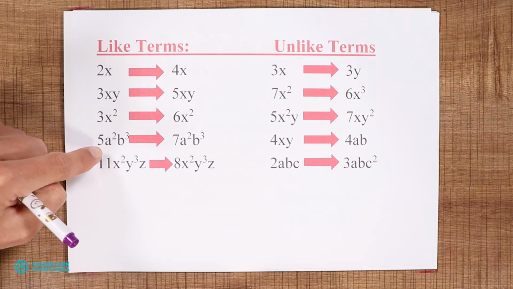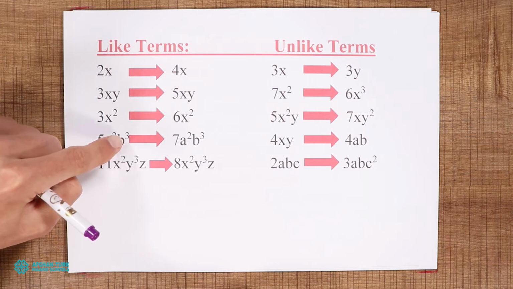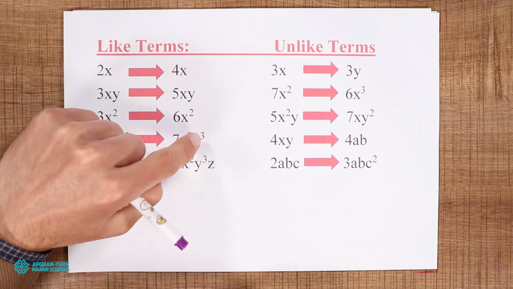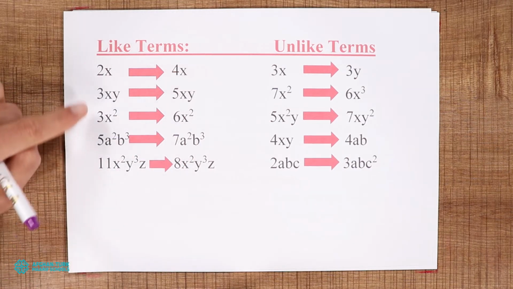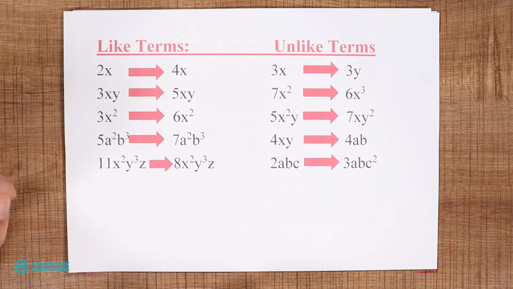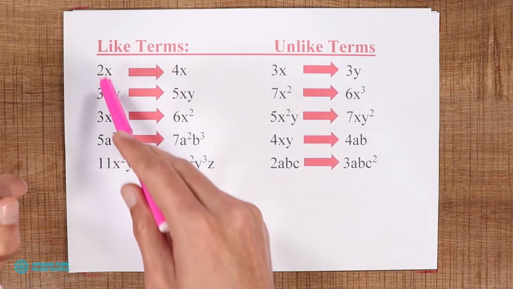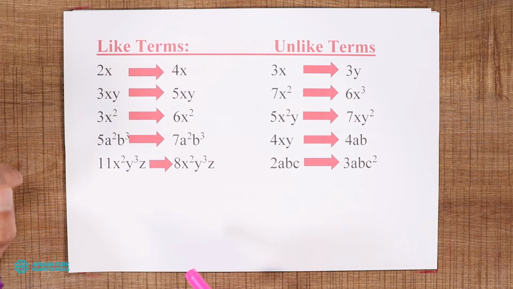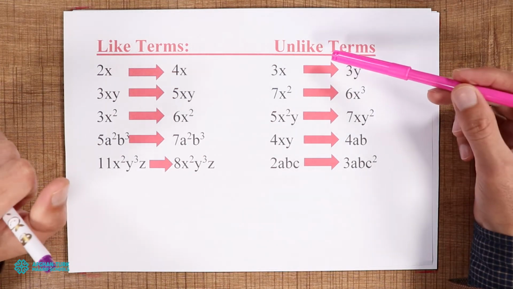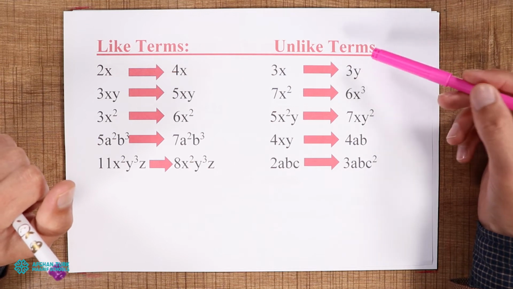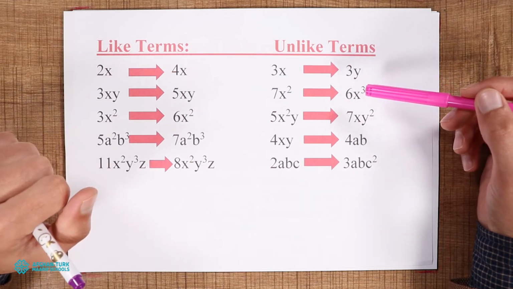Here as well you have a to the power of 2, b to the power of 3, and here also you have a to the power of 2, b to the power of 3, as in the last example. No matter if the coefficients are different, the variables and the powers must be the same to be like terms. But for unlike terms, one of these conditions will be unsatisfied.